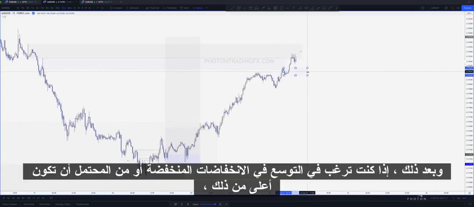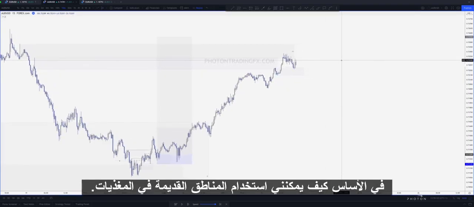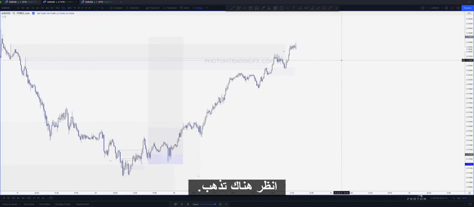because we had the reaction, right? This was the pullback, and then if you wanted to scale in or potentially look for higher lows, right, this could be an area in which you could look to buy, and that's essentially how I would use old zones, right, in new trends. See, there you go.